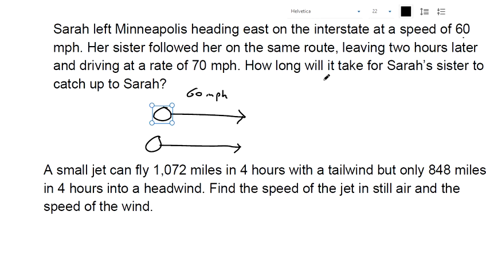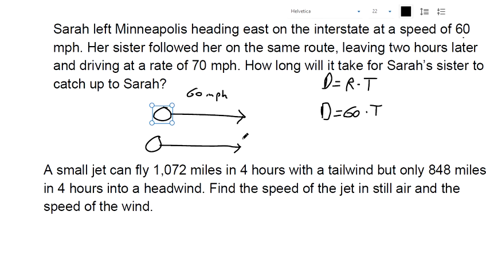Okay, so what's governing both of these relationships is distance equals the rate times the time. So distance, rate, and time. The rate isn't a variable here because 60 is the rate for one person and 70 is the rate for the other person. That's something that we know. So let's make an equation for Sarah. The distance Sarah has traveled is 60 miles per hour times t, the number of hours that Sarah has traveled.